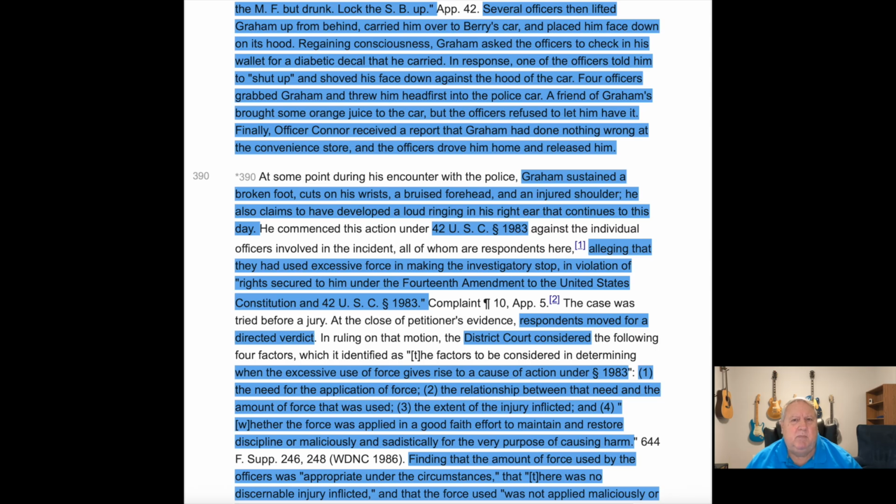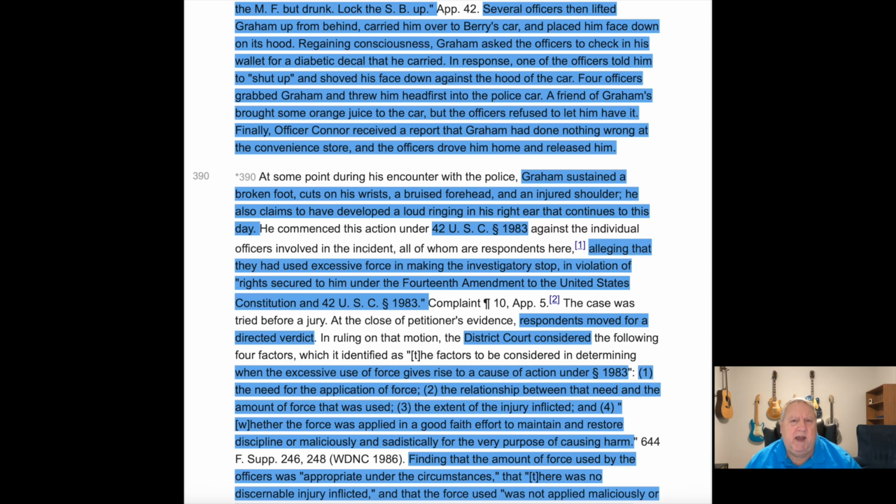Regaining consciousness, Graham asked the officers to check in his wallet for a diabetic decal that he carried. In response, one of the officers told him to shut up and shoved his face down against the hood of the car. Four officers grabbed Graham and threw him headfirst into the police car. A friend of Graham's brought some orange juice to the car, but the officers refused to let him have it. Finally, Officer Connor received a report that Graham had done nothing wrong at the convenience store, and the officers drove him home and released him.